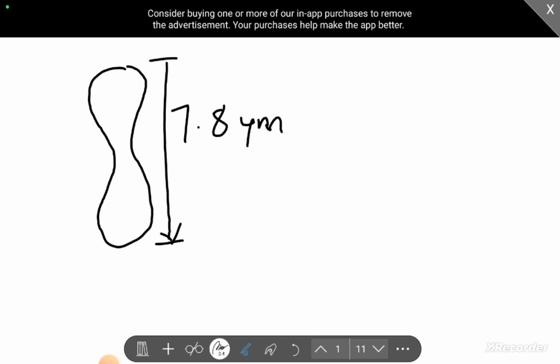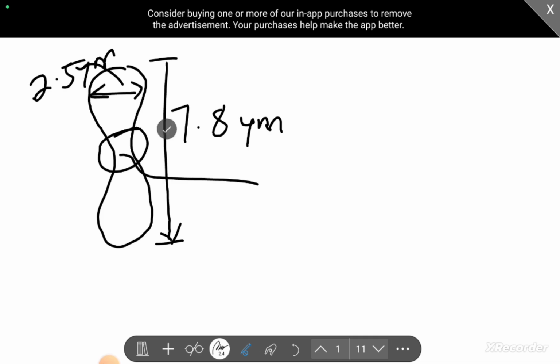Now, let's look at the length or the diameter at the thickest periphery point. So this is the periphery. Around this place, the length is about 2.5 micrometer, okay? But when you move down to the center, you notice this place is the thinnest point. At the thinnest point, the size is about less than or equal to 1 micrometer, okay?